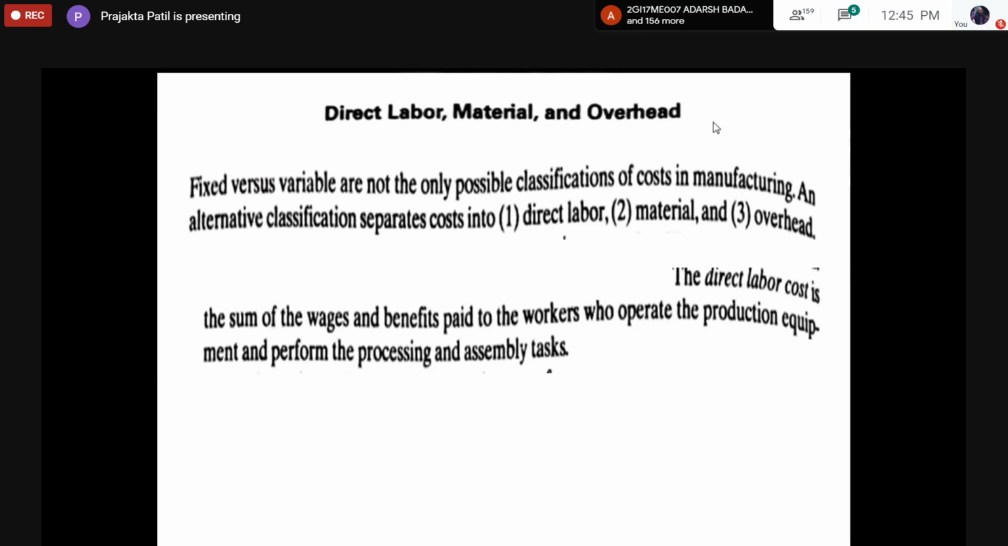It is the sum of wages, the amount that you're going to pay to the worker for his work whenever he is performing any task, any production on the equipment, or any of the assembly tasks. So the amount that is paid to the labor is the direct labor cost.